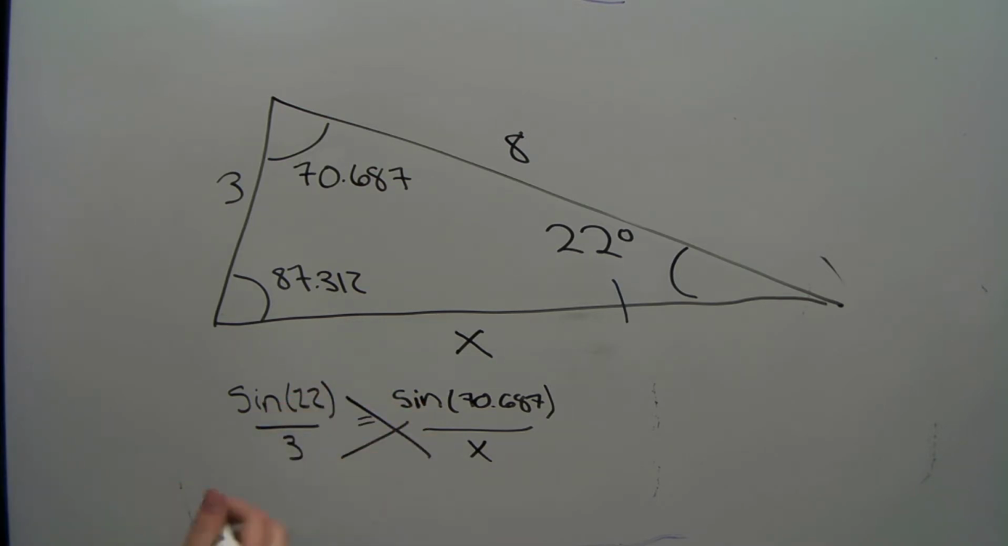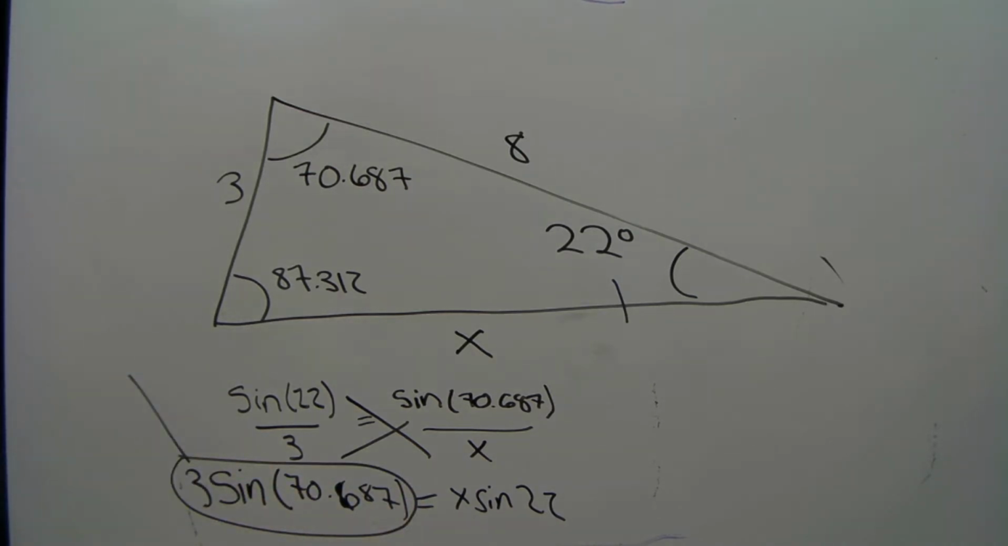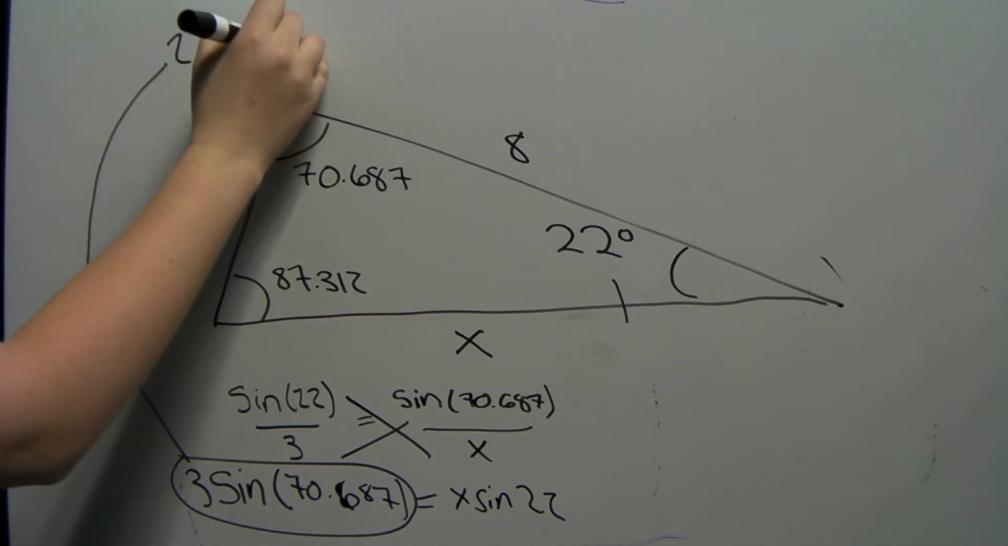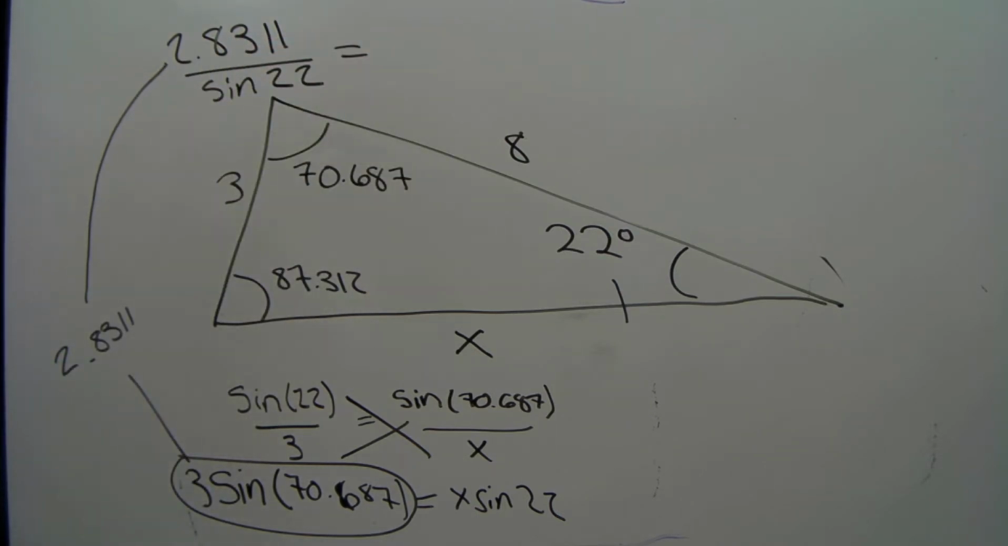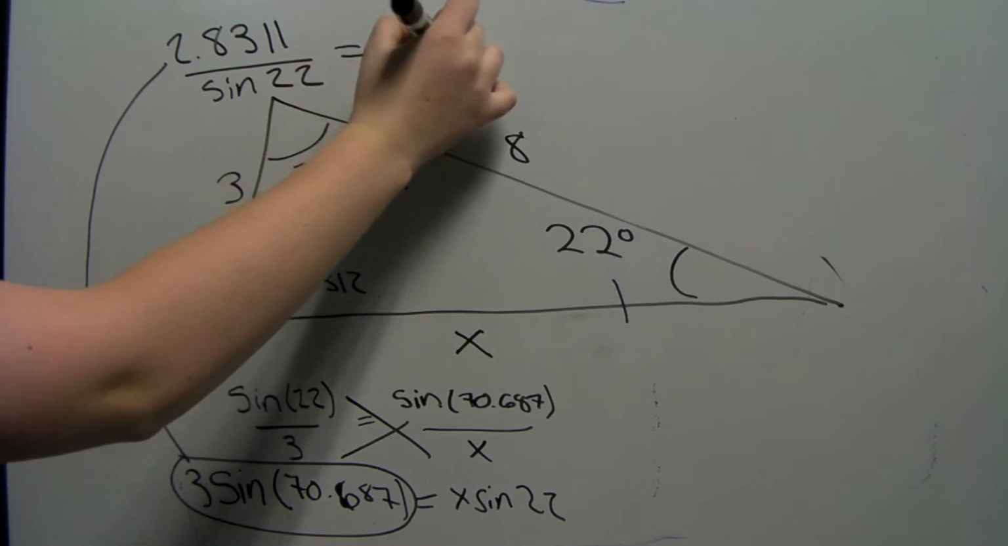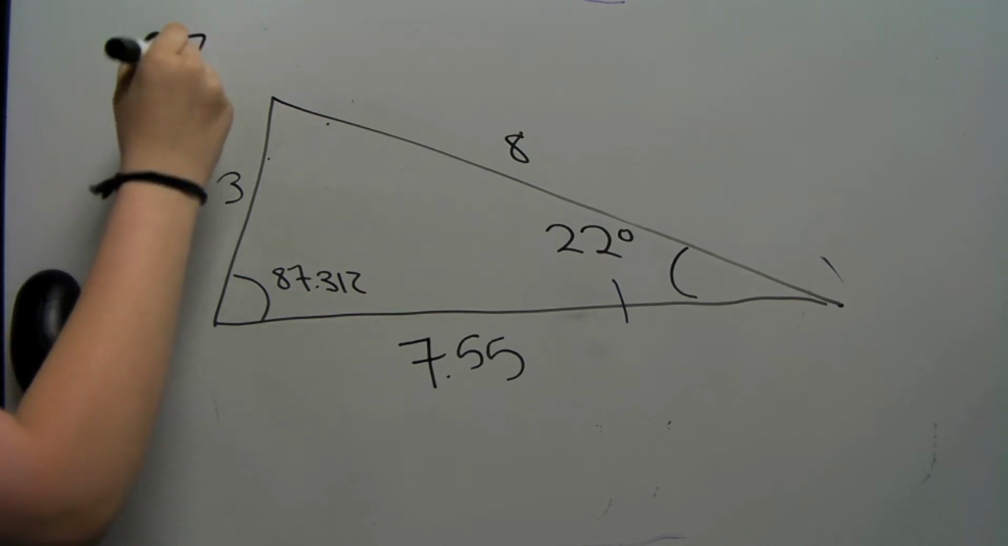We cross multiply again, we get 3 sine 70.68 equals x sine 22. So 3 sine 70.687 is equal to 2.8311. So then we have 2.8311 equals x sine of 22. We don't have a coefficient to divide by, so we divide it all by sine of 22. So then we have just our x equals 7.55. So our side is 7.55.